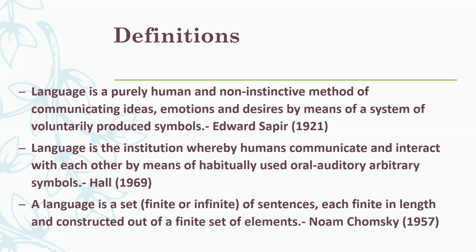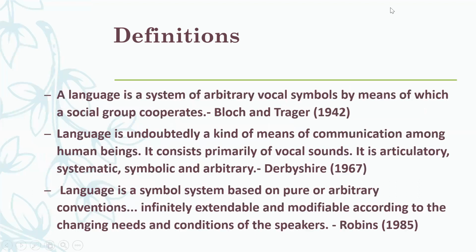Noam Chomsky in 1957 described language as a set, finite or infinite, of sentences, each finite in length and constructed out of a finite set of elements. Bloch and Trager in 1942 described language as a system of arbitrary vocal symbols by means of which a social group cooperates. Derbyshire in 1967 described language as undoubtedly a kind of means of communication among human beings. It consists primarily of vocal sounds. It is articulatory, systematic, symbolic, and arbitrary.